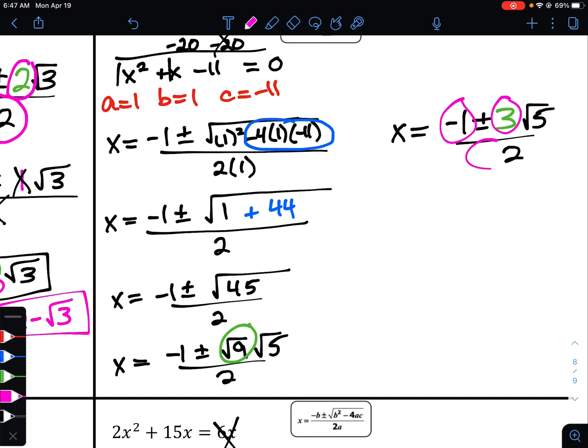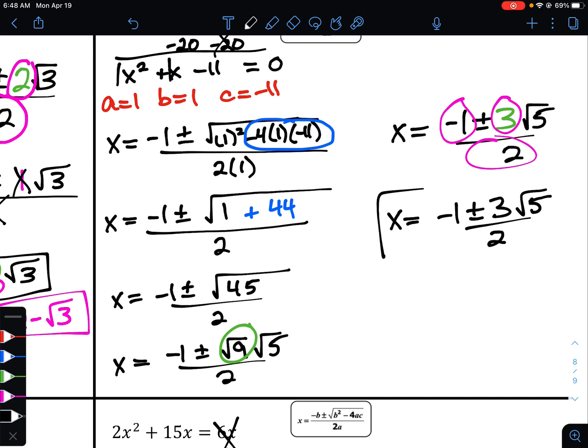Now, just like we did before, we're going to check these 3 numbers to see if we can divide them by the same thing. And this time, negative 1, 3, and 2, we can't divide by any of the same number. So we're just going to leave that as our final answer. So negative 1 plus and minus 3 square root of 5 over 2. And again, if you wanted to break that apart as plus and minus, you could. This time, I'll just leave that as my final answer.